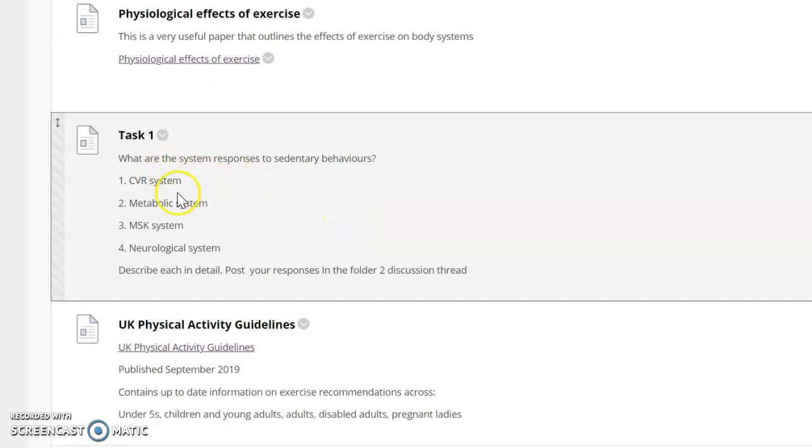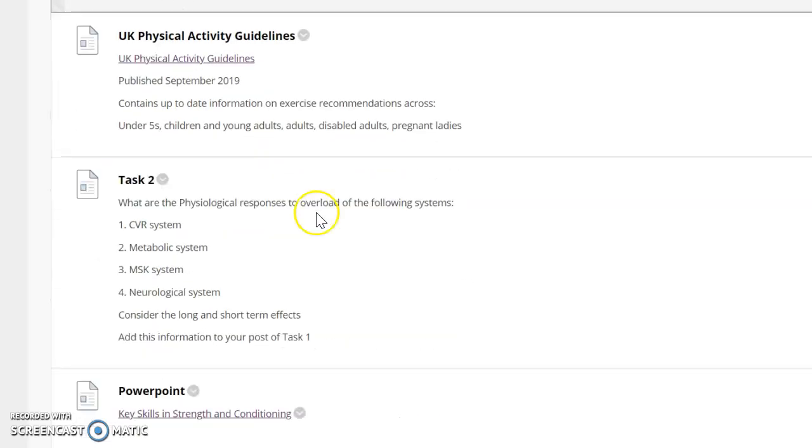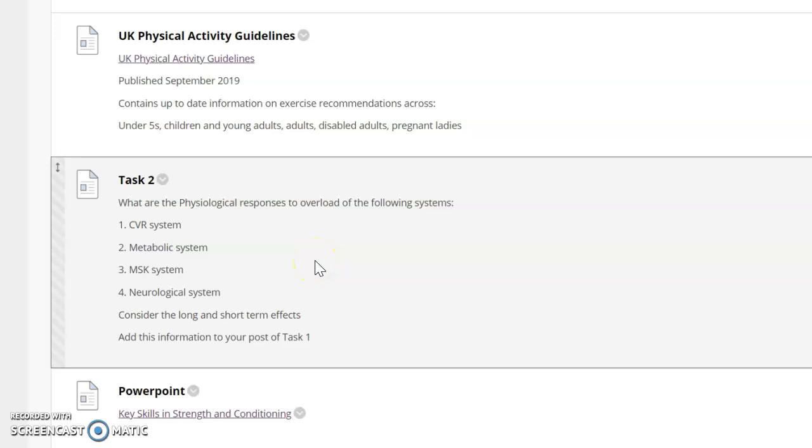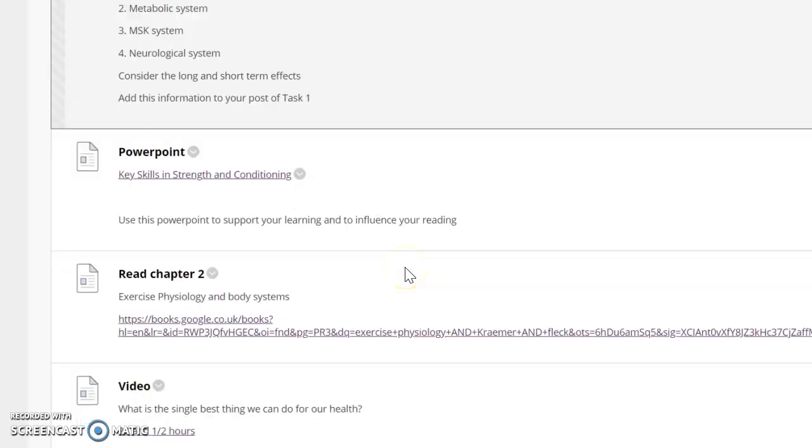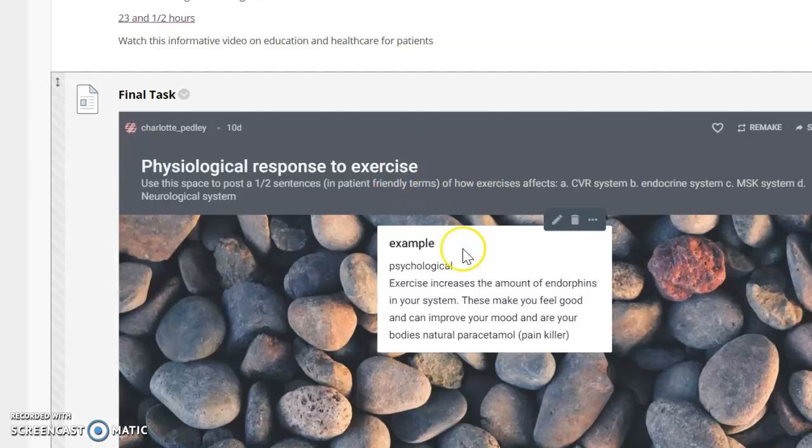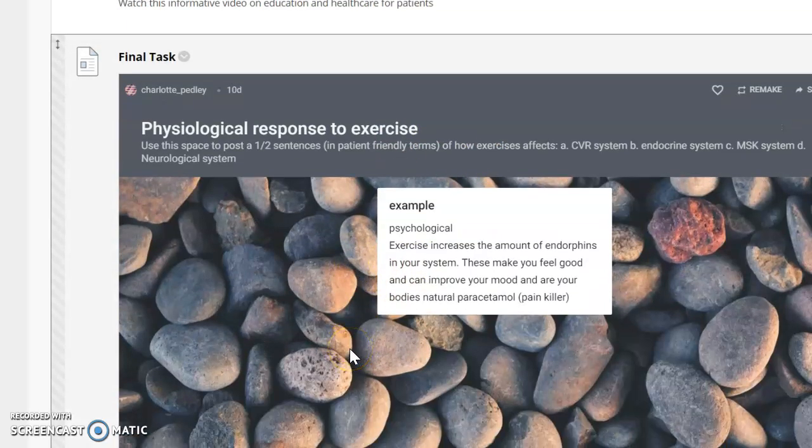So looking at task 1, what are the responses to sedentary behaviours, so CVR, metabolic, MSK and neurological systems. Using task 2 to then have a look at the physiological responses to overload. And then finally, your final task is to then post 1 or 2 sentences using patient-friendly terms of how exercise affects the CVR system, the endocrine system, MSK system, and the neurological system. And I'd like you to post all 3 tasks within this Padlet so that everybody can have a look at them and learn from each other as we're doing that.